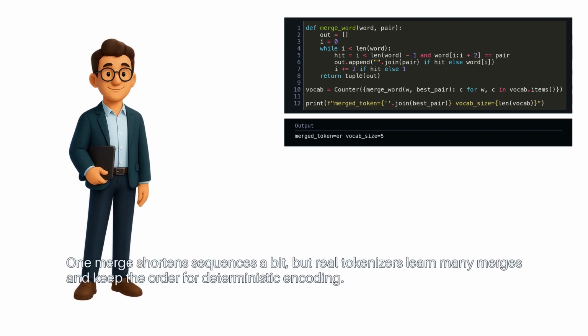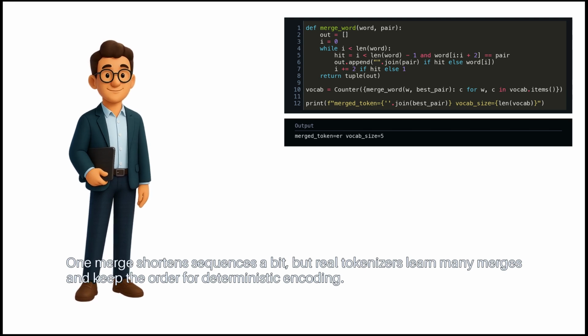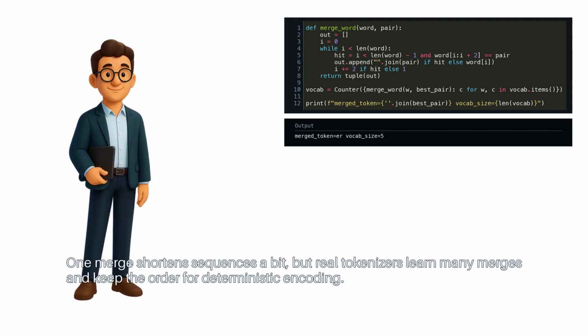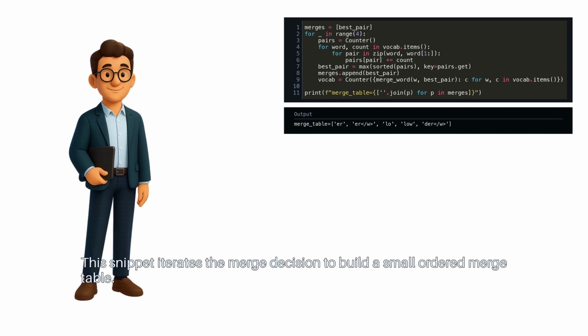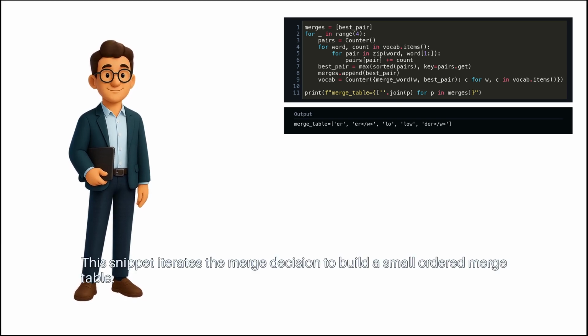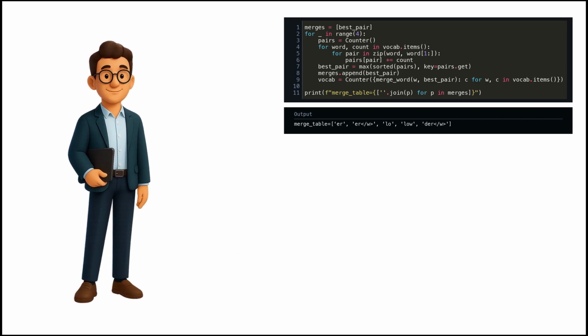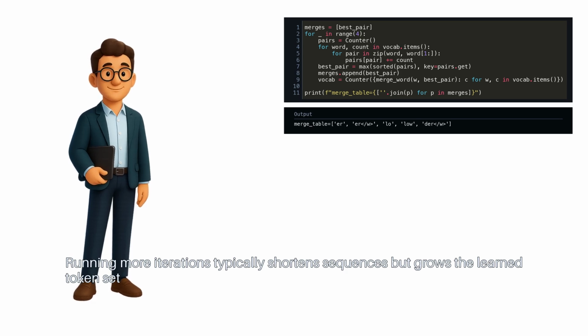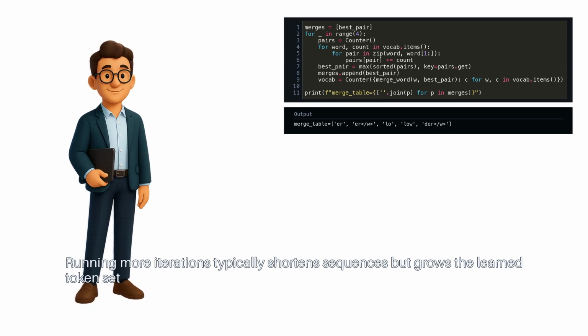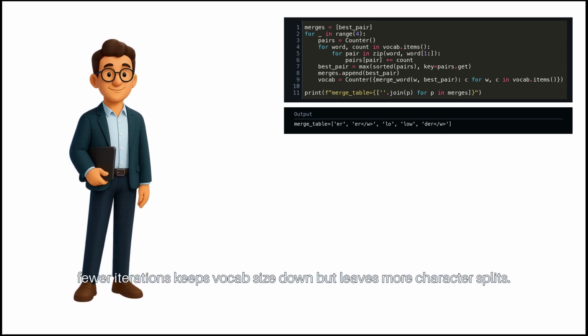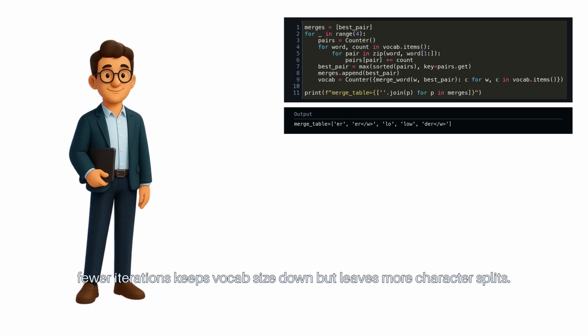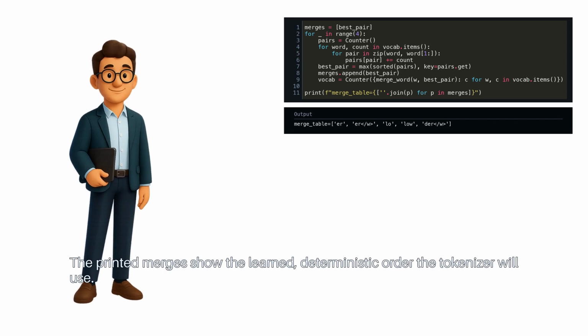One merge shortens sequences a bit, but real tokenizers learn many merges and keep the order for deterministic encoding. This snippet iterates the merge decision to build a small ordered merge table. Each loop recomputes pairs from the current vocab, picks the most frequent pair, appends it to merges, and applies it to the tokenized words. Running more iterations typically shortens sequences but grows the learned token set. Fewer iterations keeps vocab size down but leaves more character splits. The printed merges show the learned, deterministic order the tokenizer will use.